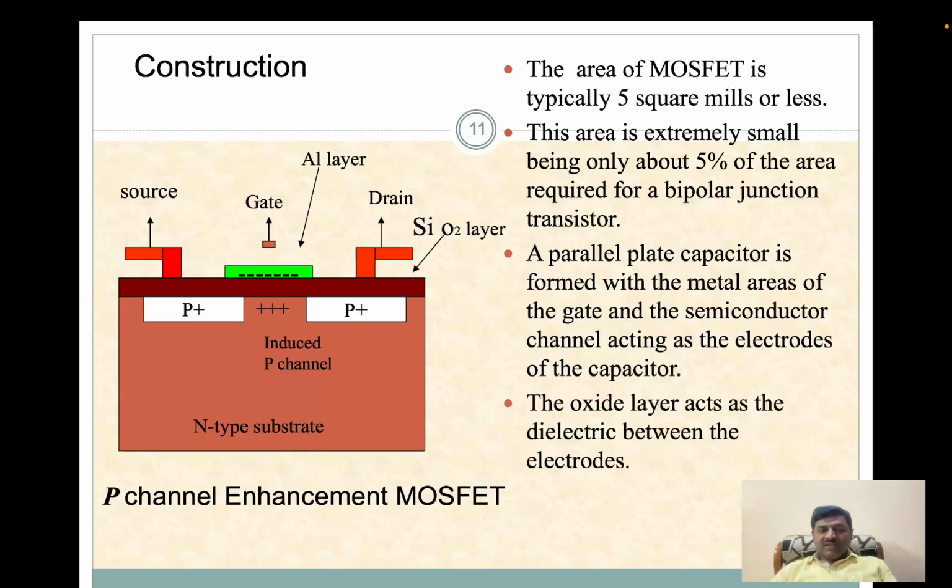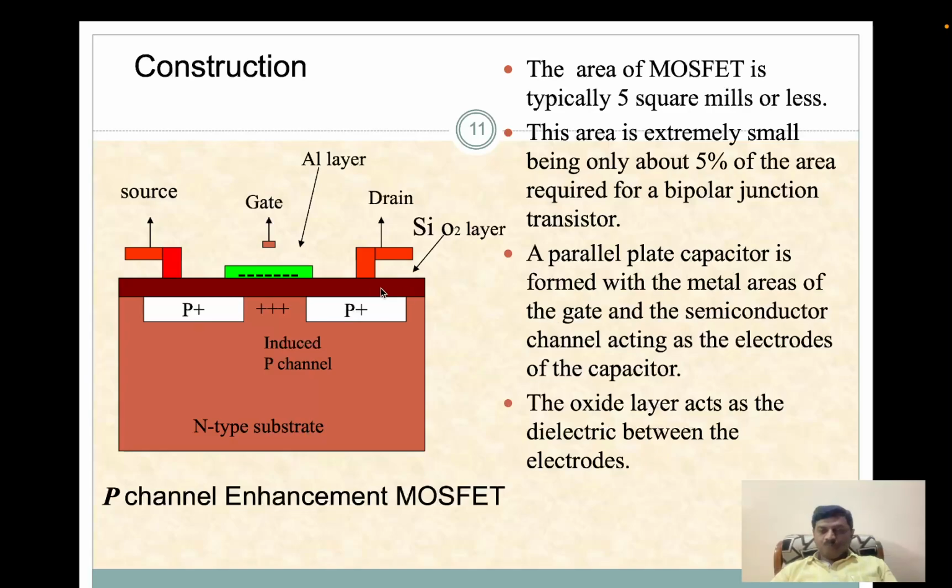So coming to one of the advantages, the MOSFET occupies very little space. Here the area of the MOSFET typically occupies only 5 square mils. This area is extremely small, being only about 5% of the area compared to that of a BJT. So compared to a BJT, the MOSFET uses only 5% of the space.